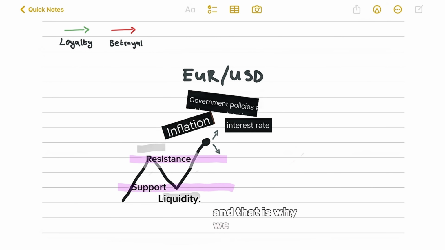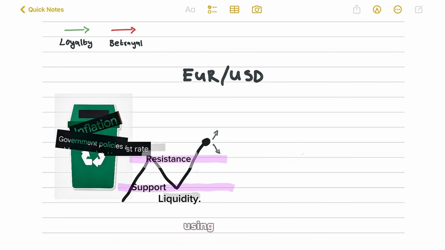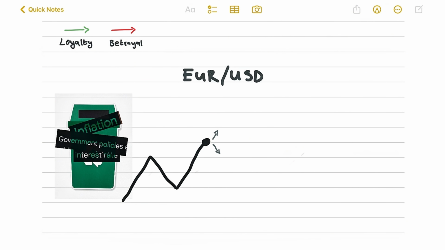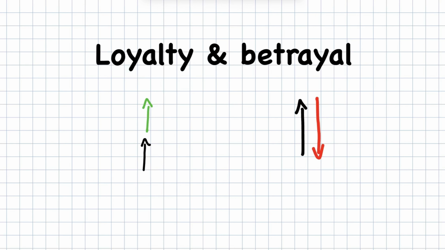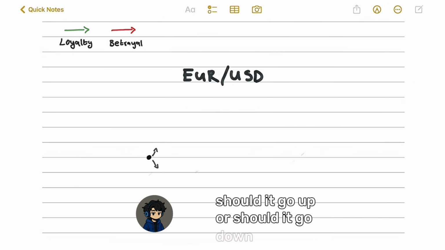That is why we are going to avoid all these and try to form our own strategies using loyalty and betrayal. So let's get to what loyalty and betrayal mean. Say the market is at this point and is faced with a dilemma. Should it go up or should it go down?